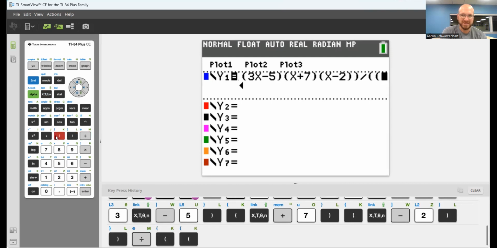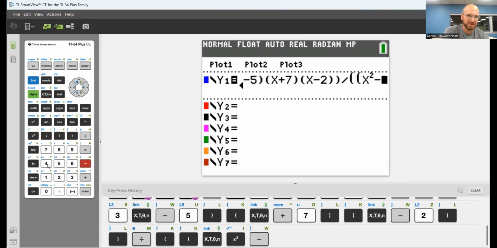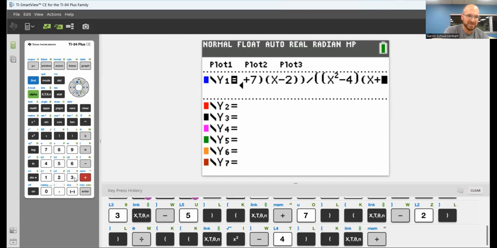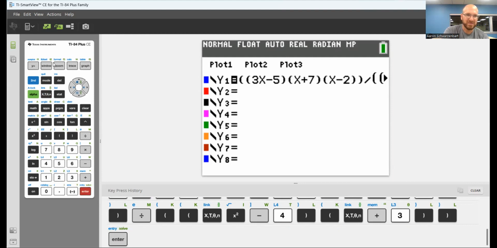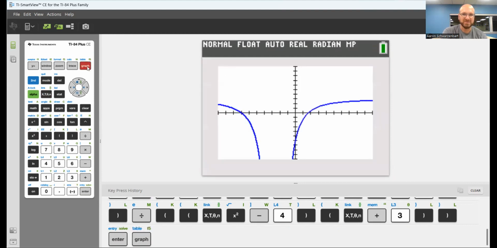Divided by second set of parentheses for the denominator. Yes, I'm going to use the unfactored x squared minus 4. It's a little less to enter. And x plus 3. Close my second parentheses. Hit enter. And was on Zoom 6. So I can see a couple of things here. And I'm going to go put them on my graph.